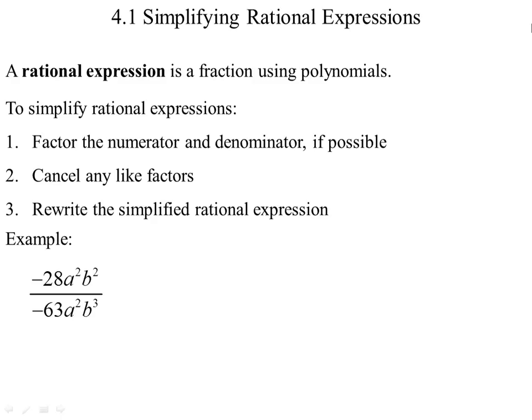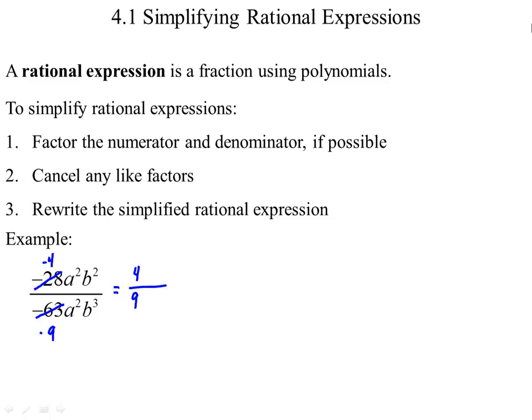Well, you know negative 28 and negative 63. What's a common number that will go into negative 28 and negative 63? 7. How many times will 7 go into negative 28? And how many times will 7 go into negative 63? So you have negative 4 over negative 9, which you know the negatives cancel each other out. So we're going to start off with 4 9ths.